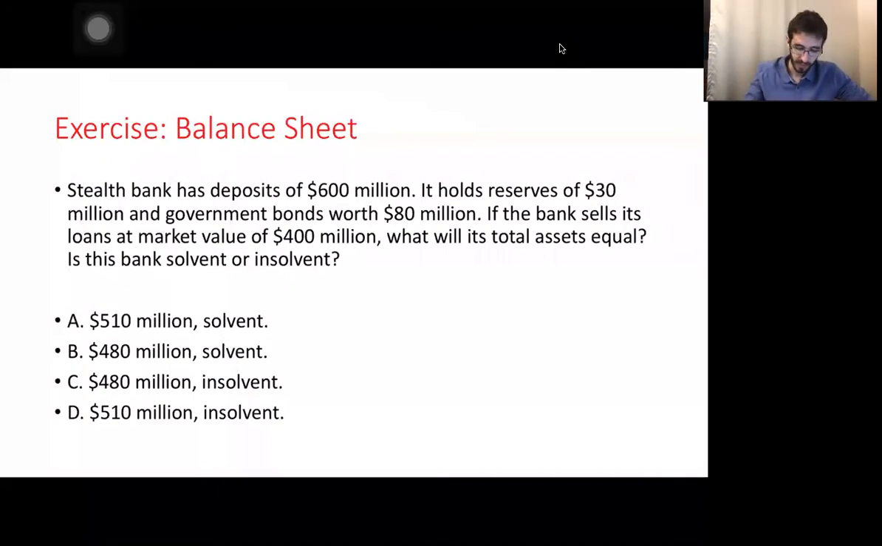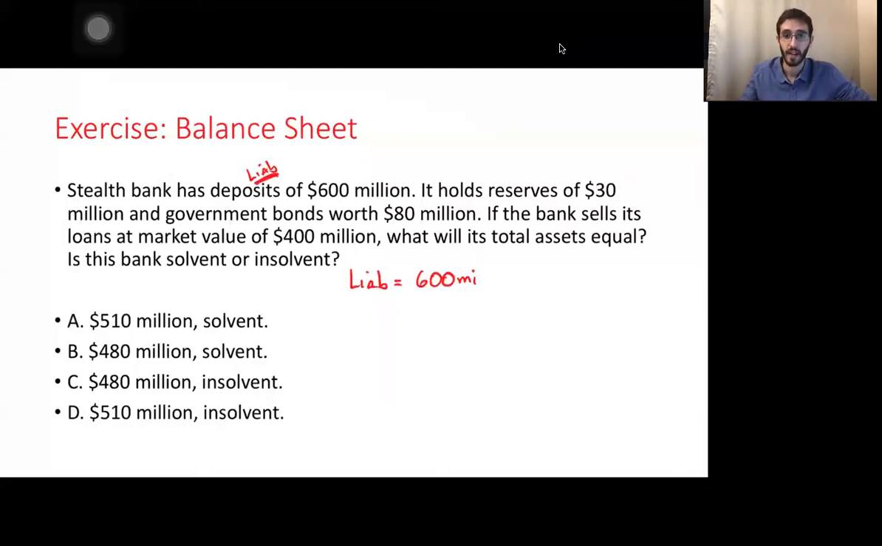So in this case, Stealth Bank, just an example of a bank, has deposits of $600 million, okay? So we know in this case the deposit is considered a liability, right? Because the bank owes that. So I can already build here that one of my liabilities is deposits, which in this case, we know it's 600 million. Okay, that's the first thing. Let's see what else the question is giving me.